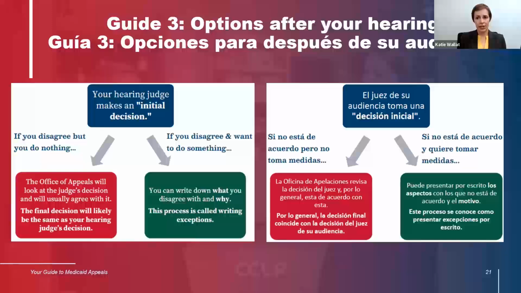After your hearing, the judge will make an initial decision, which you receive in writing. The case then moves from the Office of Administrative Courts and goes to the Office of Appeals, which is within the Department of Healthcare Policy and Financing. So this is a separate body who's reviewing. Here, if you disagree with that initial decision, you have another opportunity to tell the judge that you disagree and to present some information about why.